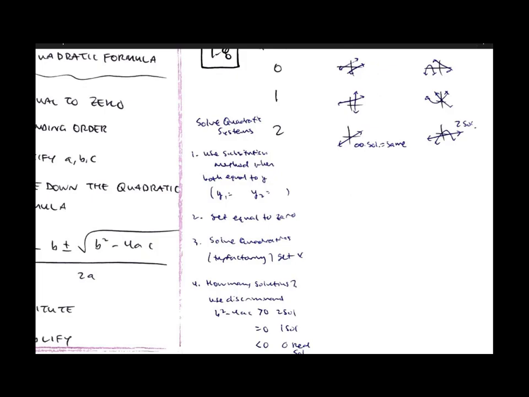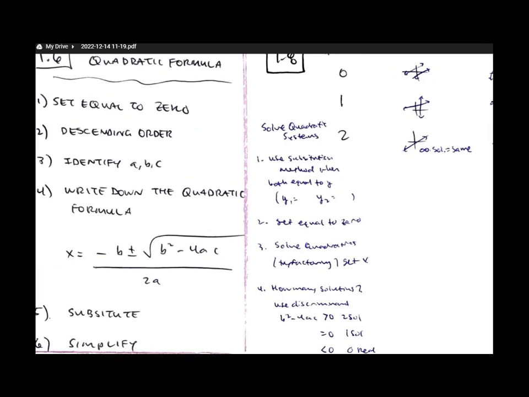Alright, let's talk about 1.6 over here. Quadratic formula: make sure it's set equal to 0, in descending order. You want to identify the a's, b's, and c's. Write down the quadratic formula: x equals negative b plus or minus the square root of b squared minus 4ac, all over 2a. Substitute, making sure you use parentheses there, and then you're going to simplify.